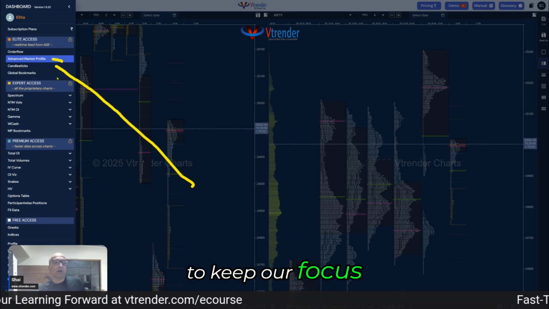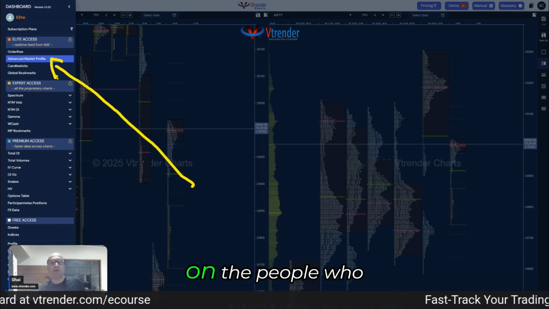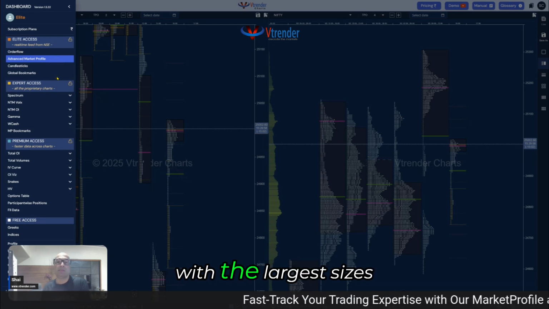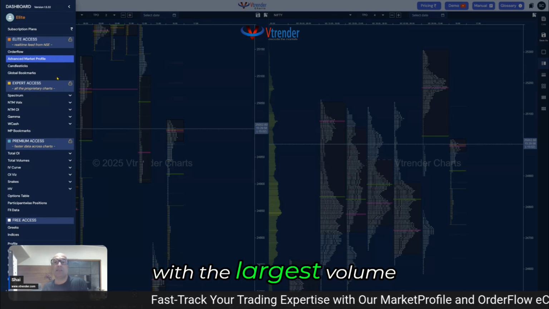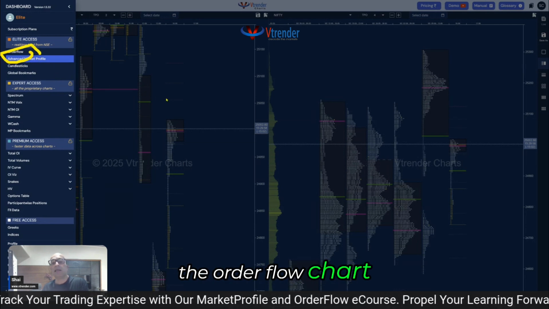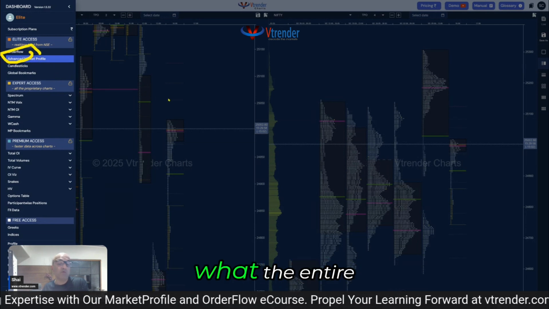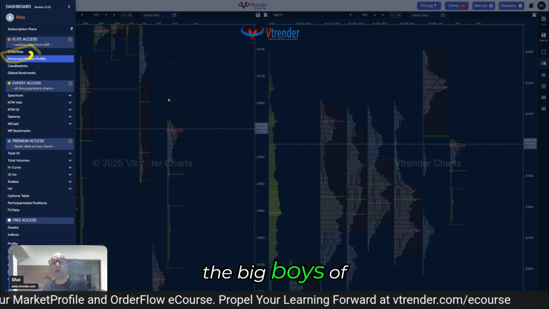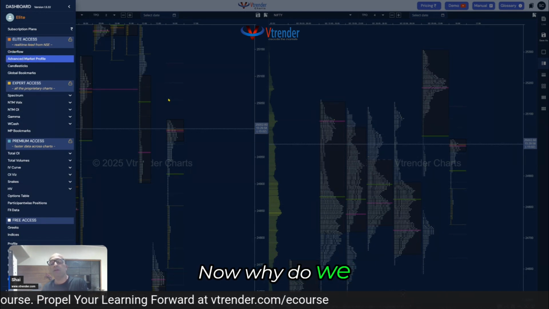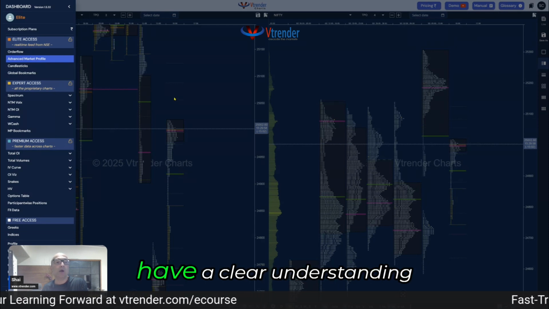So what we do is we try to keep our focus on the people who are wanting to move the market with the largest sizes, with the largest volume. And we do that through what we call the order flow chart, in which we try to understand what the big boys of the market are doing in the entire market.